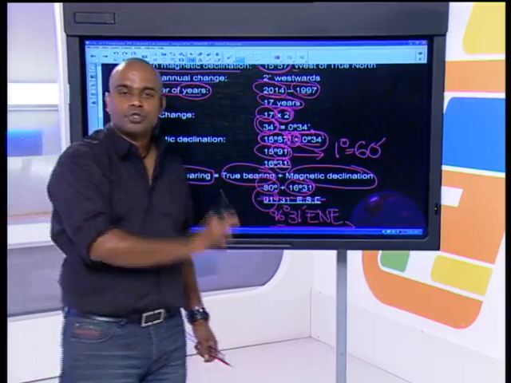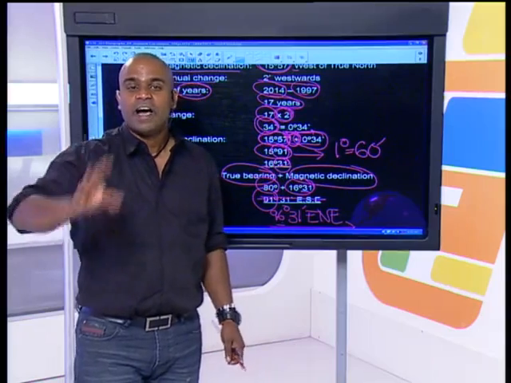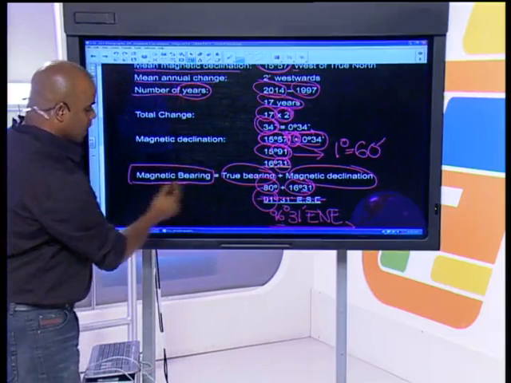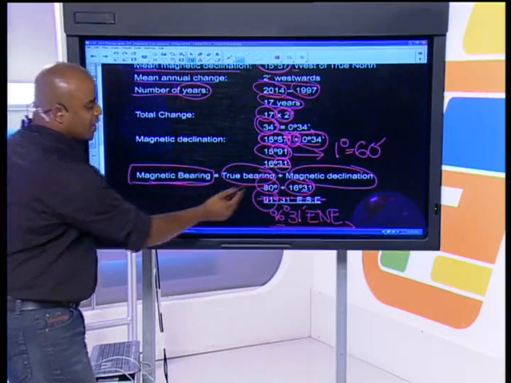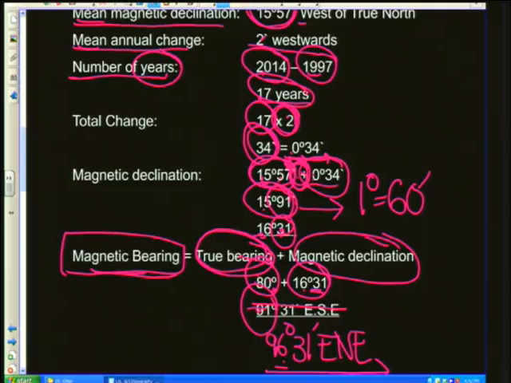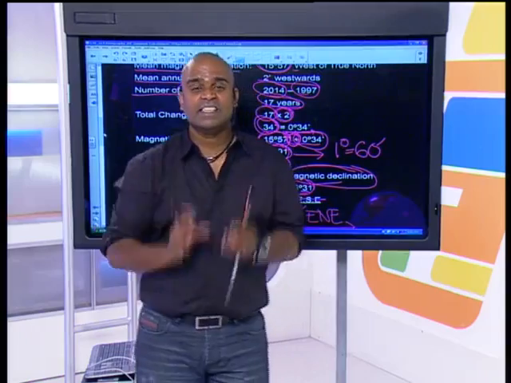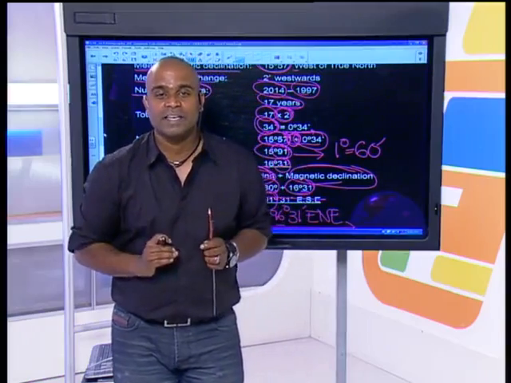Once I've established my true bearing and magnetic declination, I can now calculate the magnetic bearing. Hence my formula, magnetic bearing is equal to true bearing plus magnetic declination. The true bearing was 80 degrees, the magnetic declination 16 degrees 31, which we've calculated. We add the two, 80 plus 16, 96 degrees. There's no minutes here, the 31 is carried over, and we add the direction from the true bearing. So, simply put guys, this is the basic calculation of magnetic bearing.